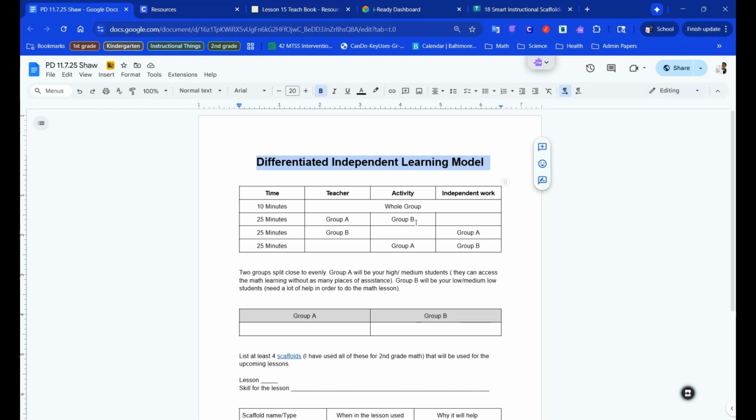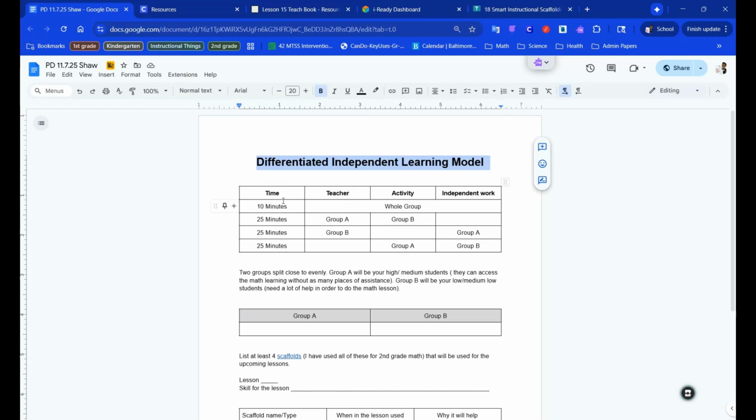This model was created by me because I had so many different levels of students, diverse levels of students in one classroom. And I wanted to make sure that I can reach all the students at one time as effectively as possible.